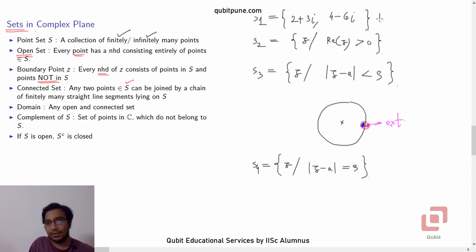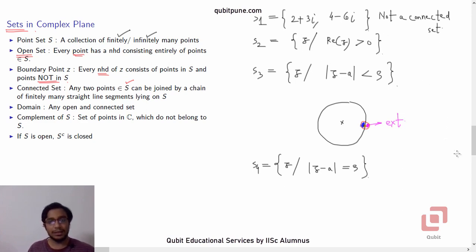S1 is not a connected set because S1 consists of only 2 points, which are not coincident. So if we decide to start from 2 plus 3i and reach 4 minus 6i, the very first step will consist of a point which doesn't belong to S1, so this is not a connected set.